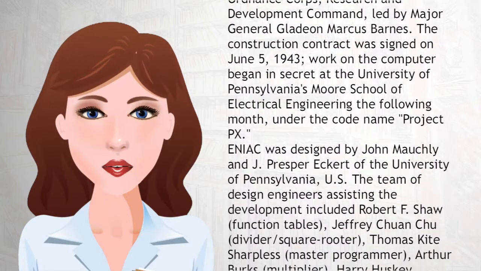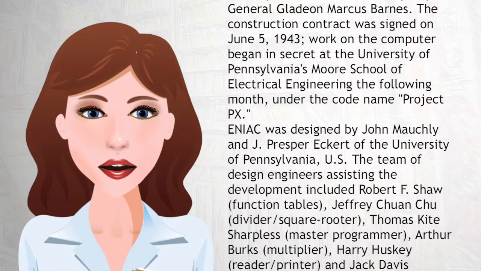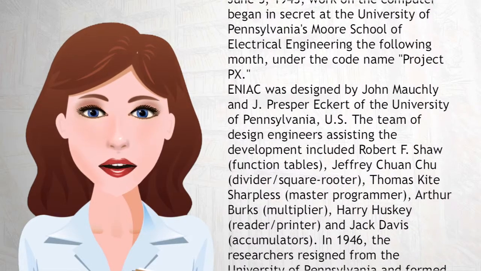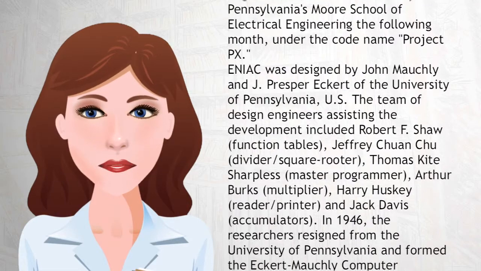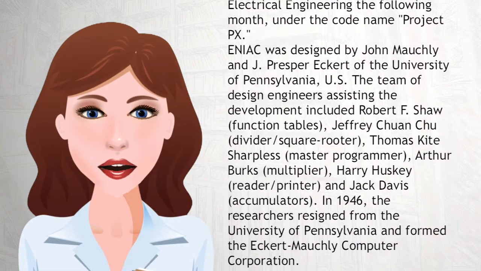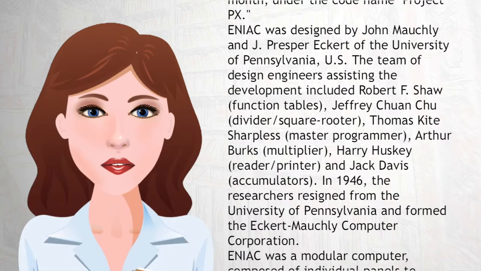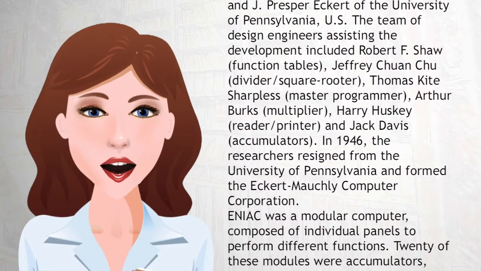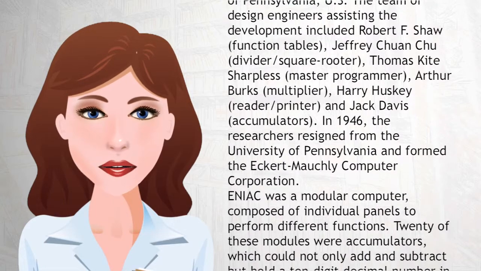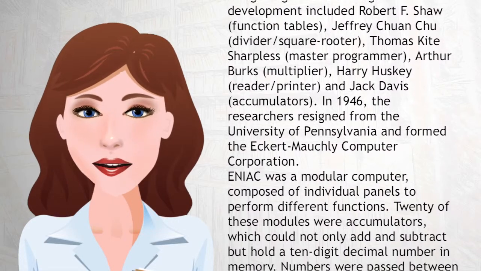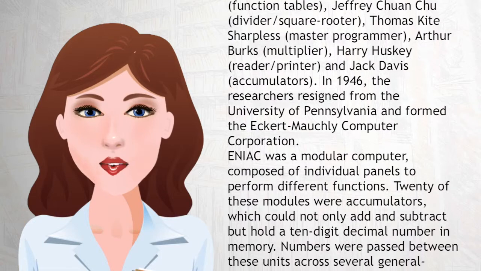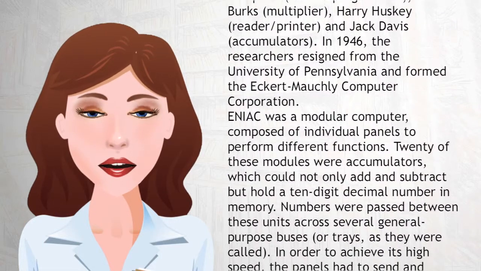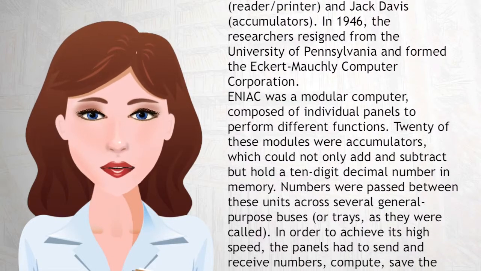Under the code name Project PX, ENIAC was designed by John Mauchly and J. Presper Eckert of the University of Pennsylvania, U.S. The team of design engineers assisting the development included Robert F. Shaw, function tables; Jeffrey Chuan Chu, divider square rooter; Thomas Kite Sharpless, master programmer; Arthur Burks, multiplier; Harry Husky, reader printer; and Jack Davis, accumulators. In 1946, the researchers resigned from the University of Pennsylvania and formed the Eckert-Mauchly Computer Corporation.